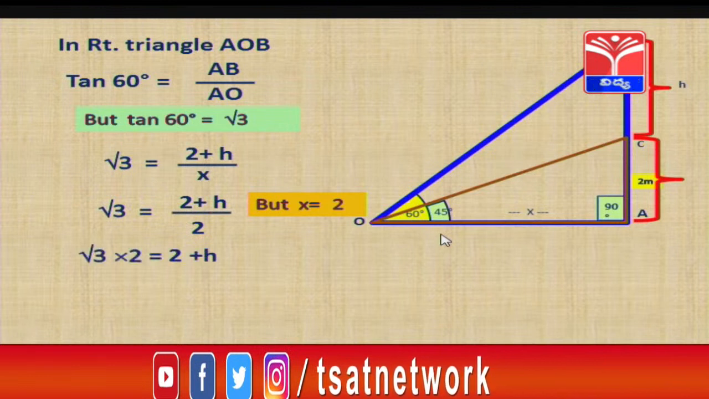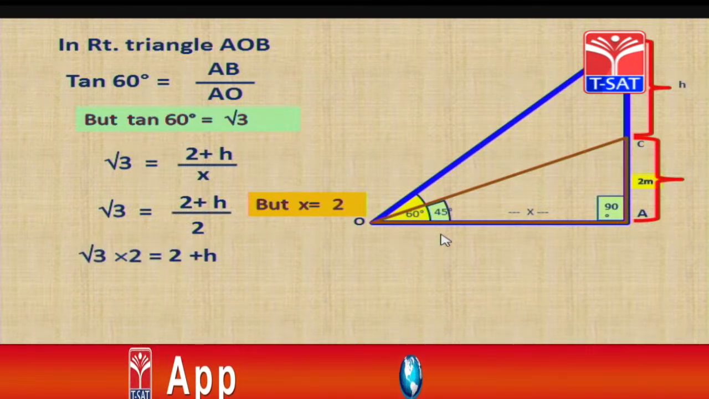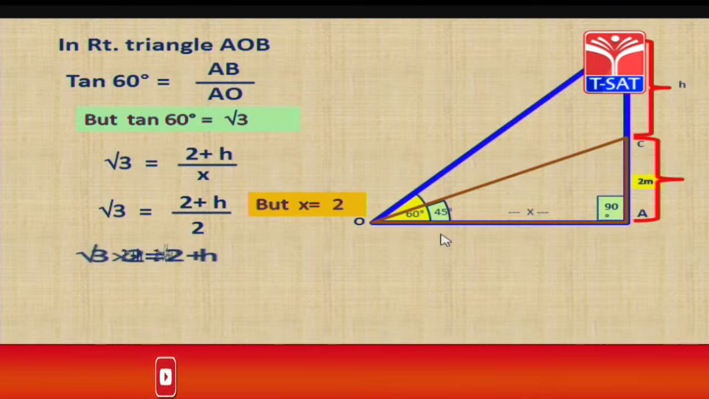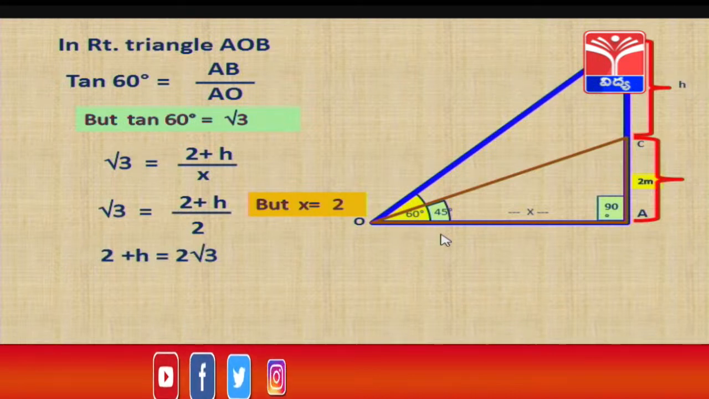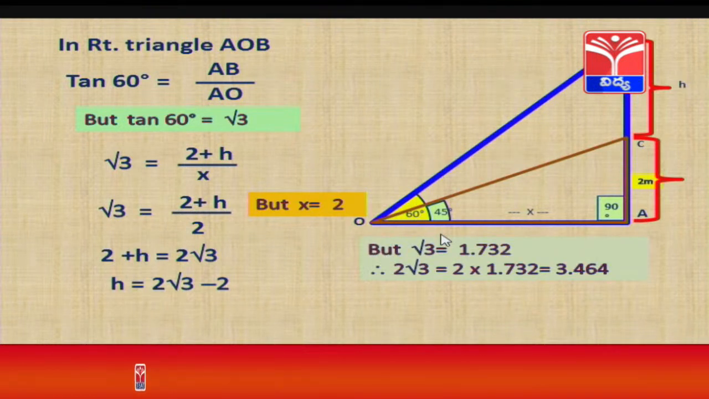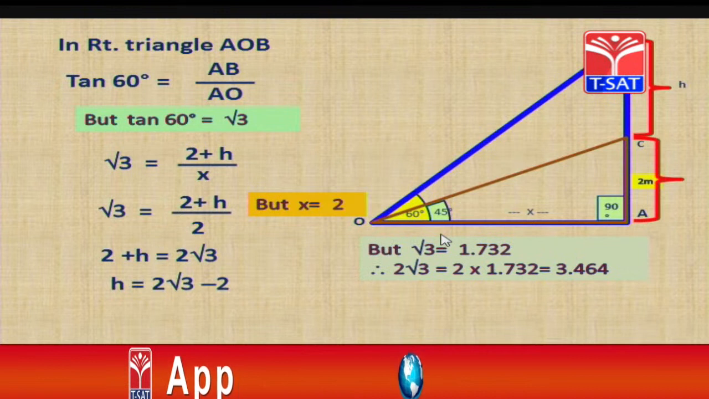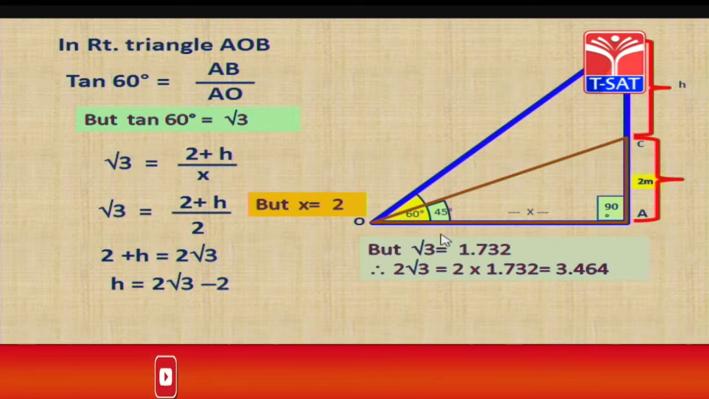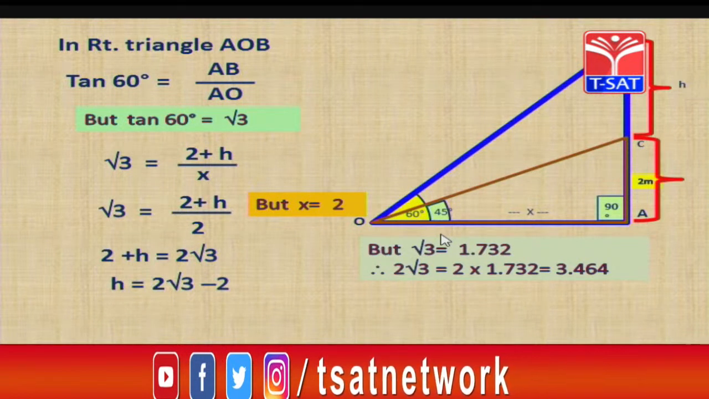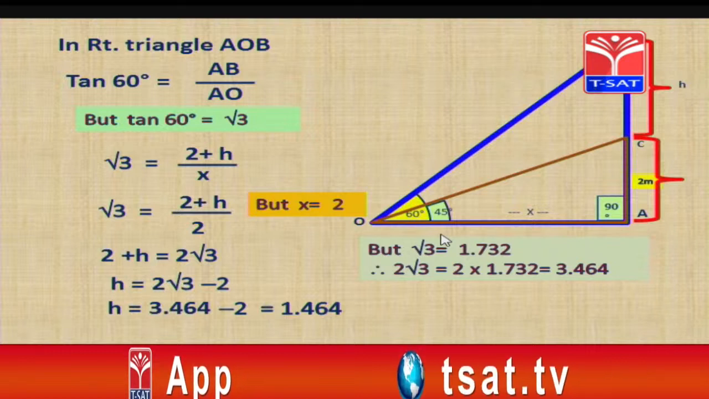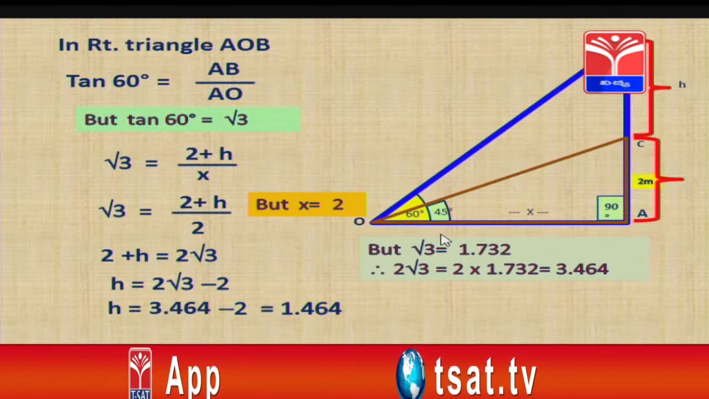So, I am going to multiply root 3 into 2, which gives 2 plus h. When you multiply root 3 into 2, it becomes 2 root 3. So, now I am going to shuffle them. So, 2 plus h is equal to 2 root 3, h is equal to 2 root 3 minus 2, but the root 3 value is 1.732 approximately. Therefore, 2 into root 3 is equal to 2 into 1.732, which is 3.464. So, h is equal to 3.464 minus 2, which is equal to 1.464. Are you clear, children?